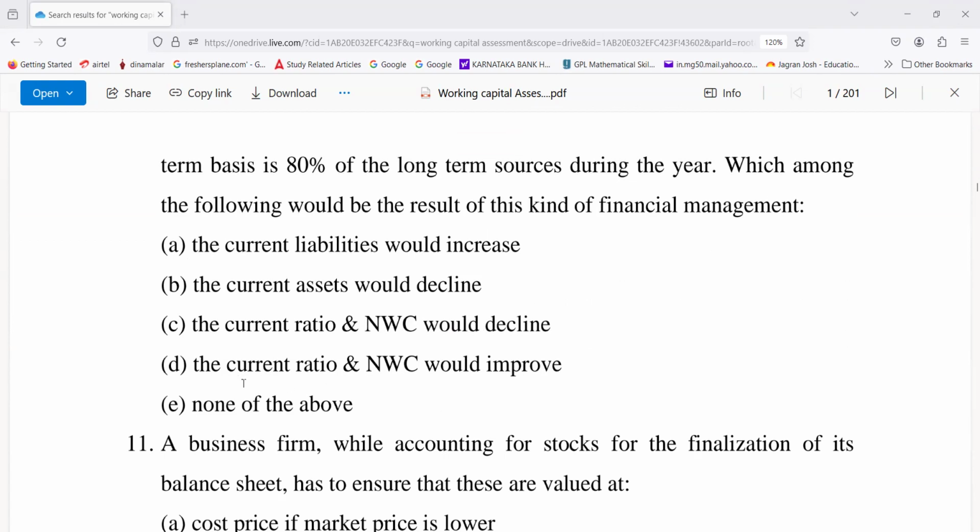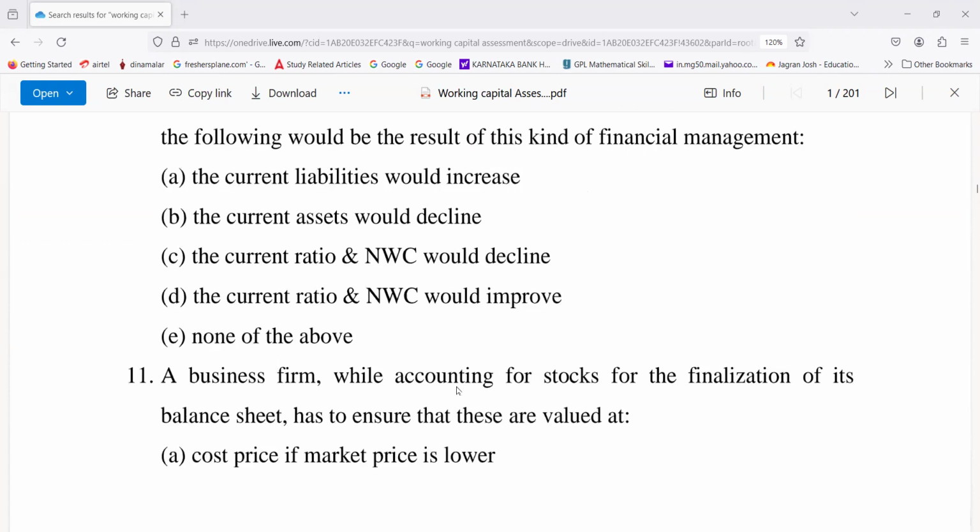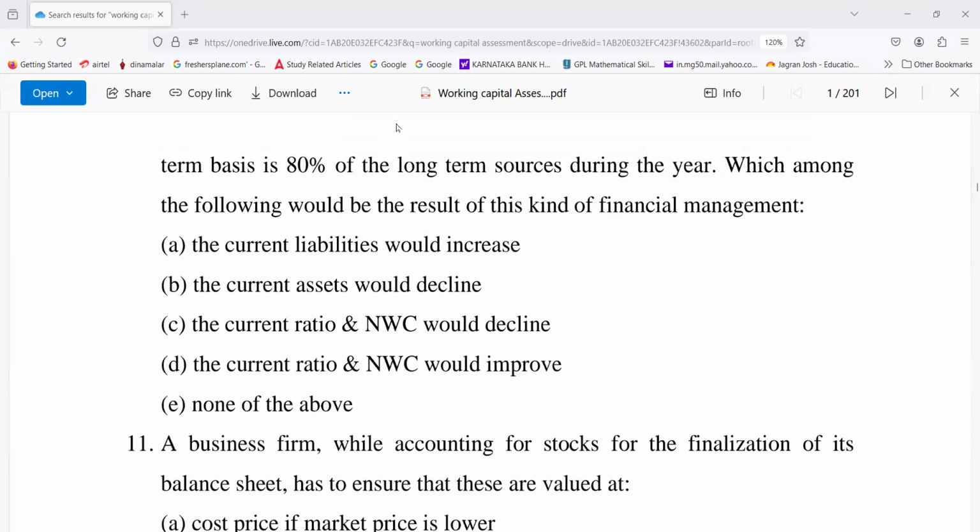The answer is the current ratio and net working capital would improve. Current ratio will improve and net working capital also would improve. Thank you.